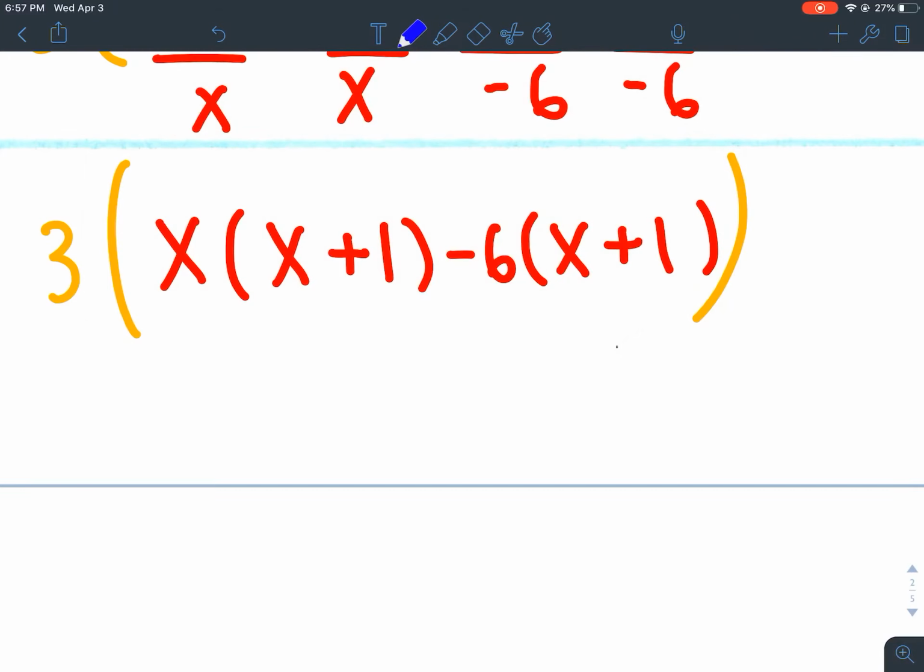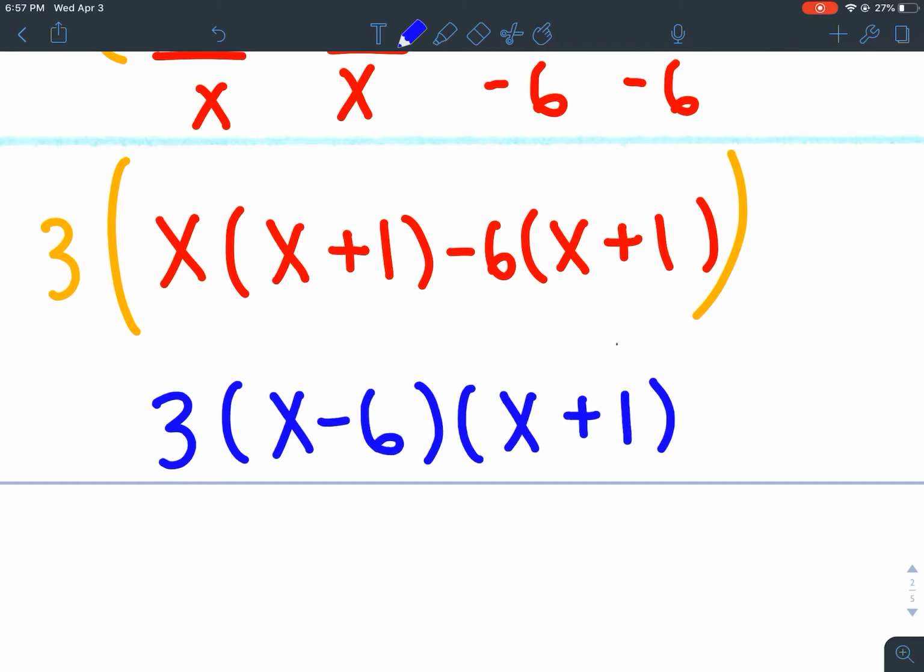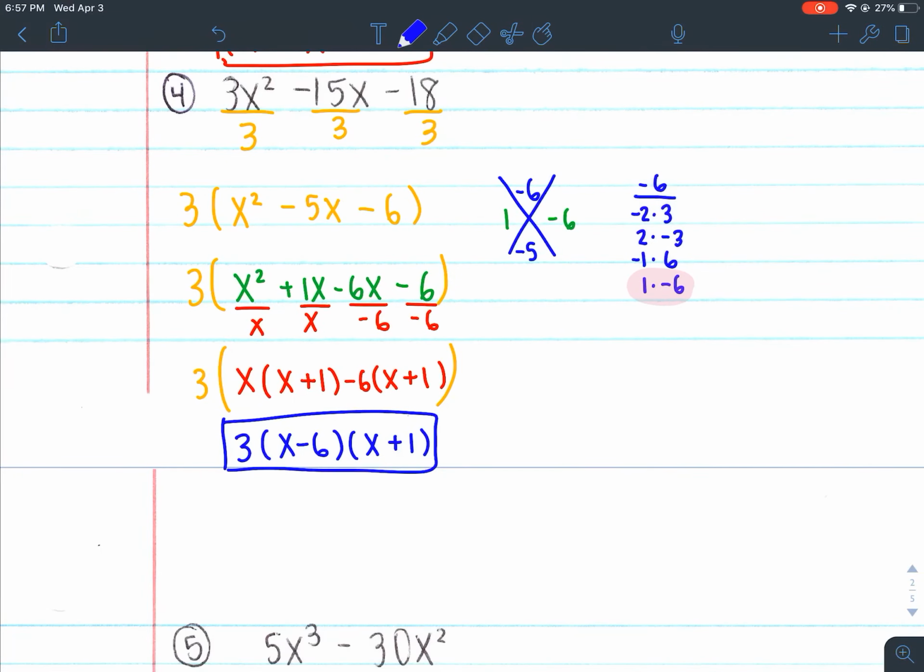And then when you rewrite all of this, you're going to stick that 3 on the outside. So it's still going to be multiplied to the rest. But your first parentheses will be x minus 6, and your second one's x plus 1. Okay? Don't forget that this x minus 6 is here now. Okay, that's all we're doing there. All right. That's our next one.